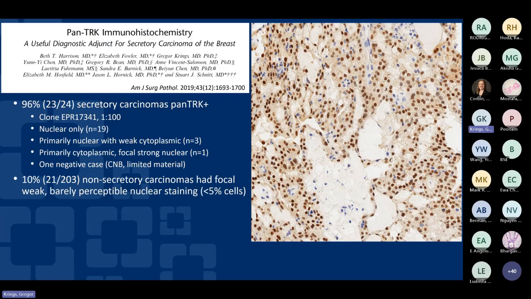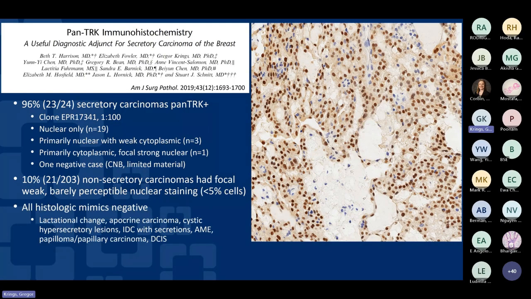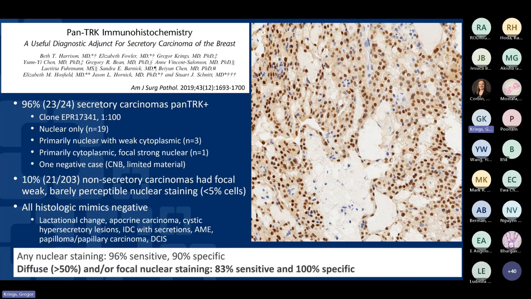And importantly, of the non-secretory carcinomas included in the study, of which there were 203, only about 10% of them showed any nuclear staining, but this was weak, focal, and barely perceptible, not really in the range that you would see in the secretory carcinomas. And importantly, all histologic mimics were negative. And so this is a marker that's very useful, I think, in the proper diagnostic context to make the diagnosis. It's highly sensitive, specific, and we use it routinely.